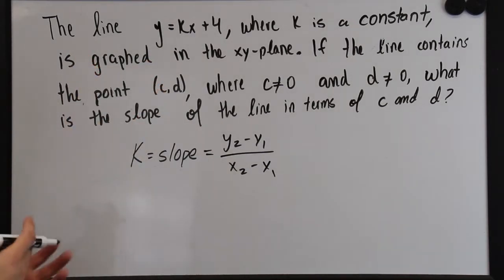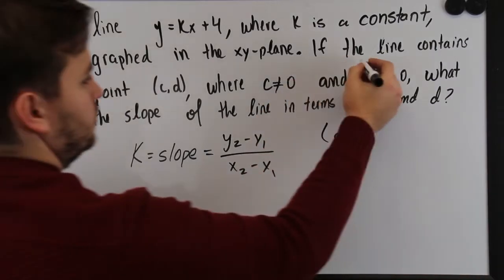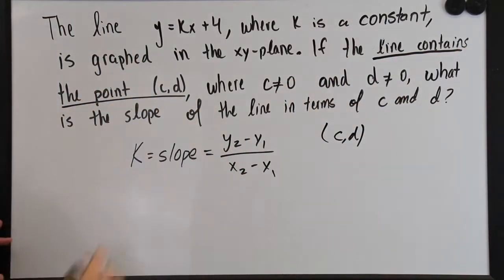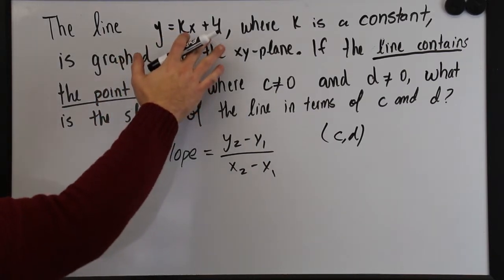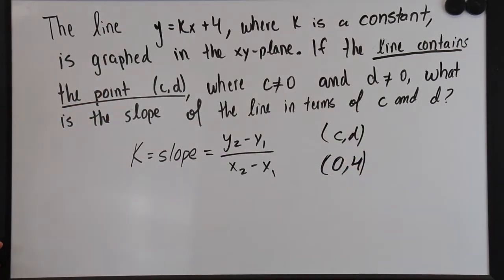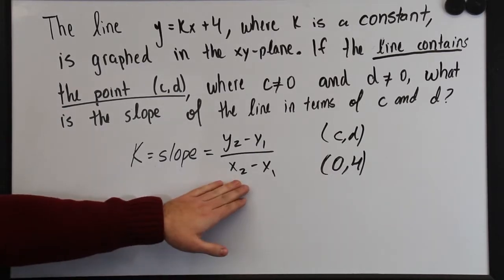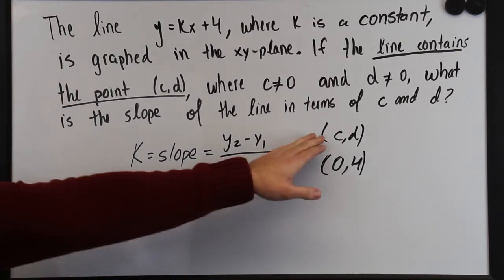From this equation, and from the problem itself, what 2 points do we know that this line intersects? The first one is (c, d), because the problem tells us that. It says the line contains the point (c, d). And the second point, and this is not told directly, is that the line has a y-intercept of 4, meaning that it goes through the point (0, 4). It crosses the y-axis at 4, and at the y-axis, every x value is 0.